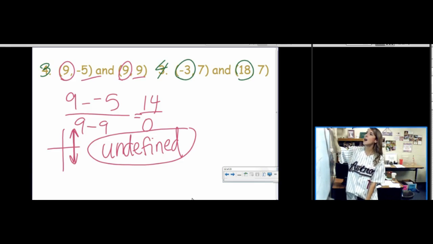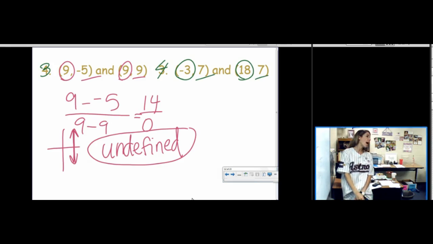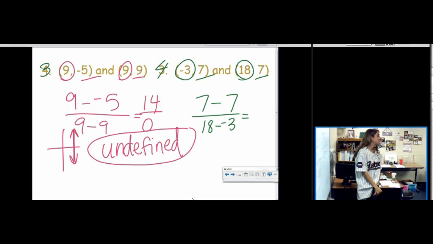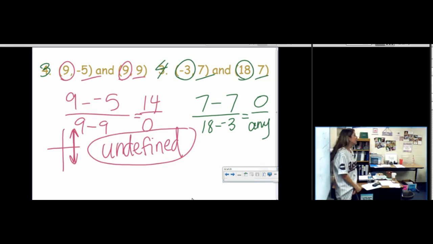Circle your x's and underline your y's. Tell me what the y's are. 7 and 7. y minus y over... I could care less, actually, what's in the denominator. What's 7 minus 7? 0. I'm going to put anything in the denominator. 0 divided by anything is?